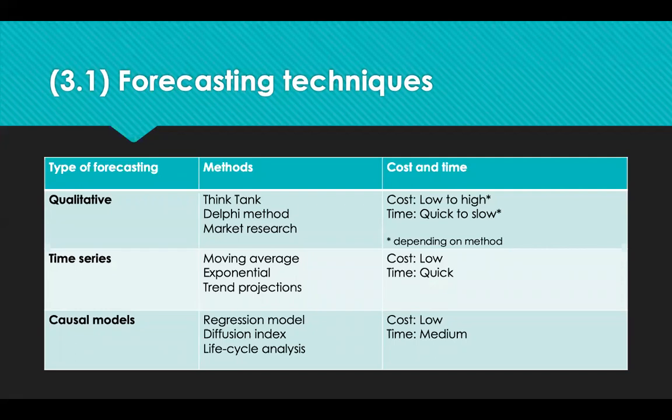So the qualitative type of forecasting uses expert opinions and focus groups to try and identify the cause and effect of a number of variables. And it's used primarily when historical data is unavailable or insufficient to indicate any trends. So as you can see, we've got methods such as think tanks and Delphi models, market research, and the cost and time will depend on the method you choose.